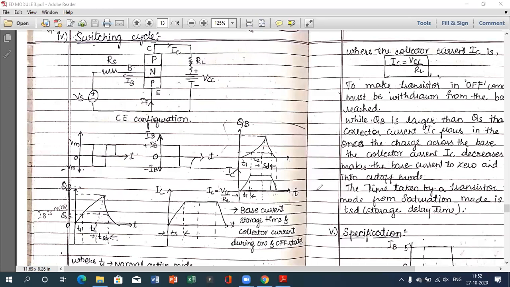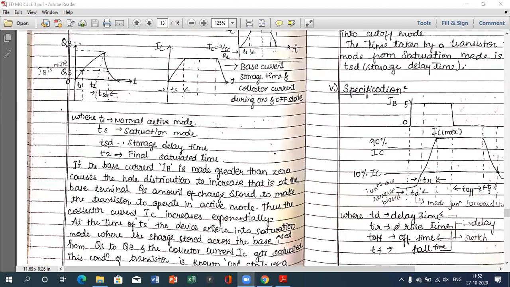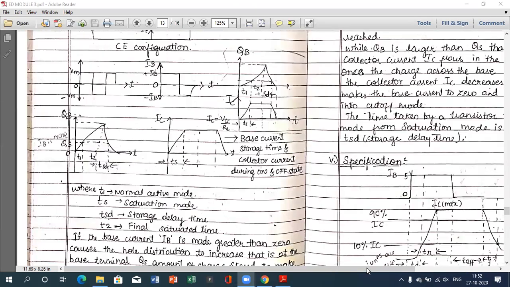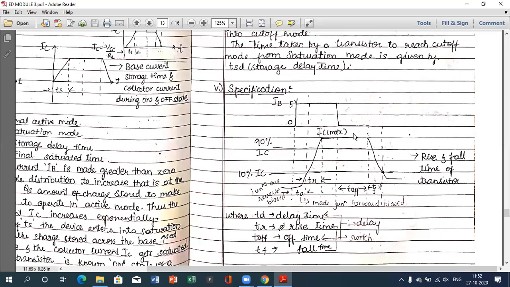Now I am going for the next topic, the last topic of this section. We call it specifications. Once we discuss this, we'll move on to the next important topic, BJT fabrication. I hope it is clear for everyone. Now we'll move on to the last topic, which is nothing but specifications.